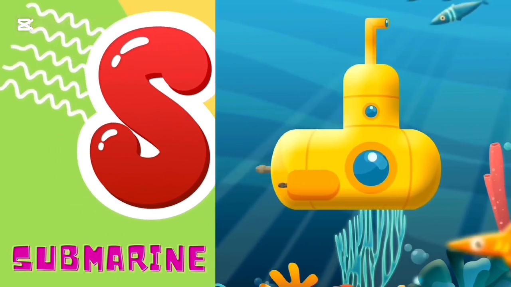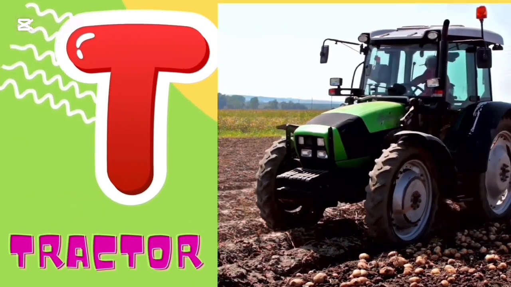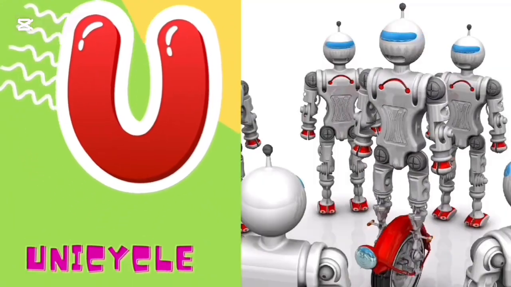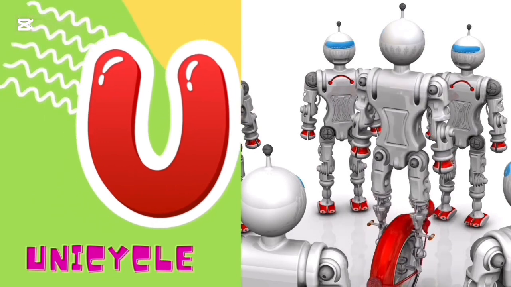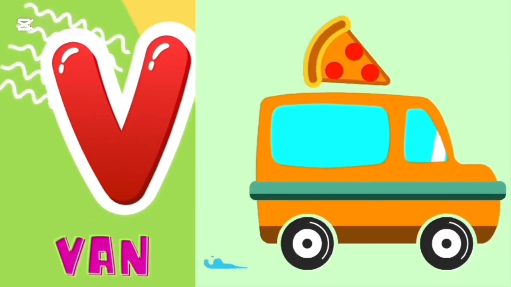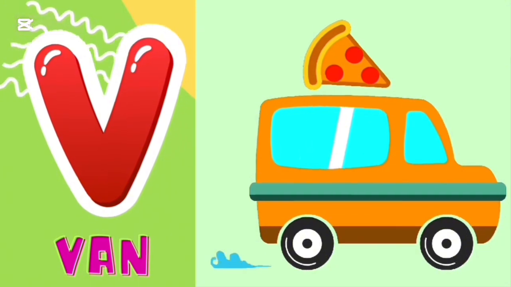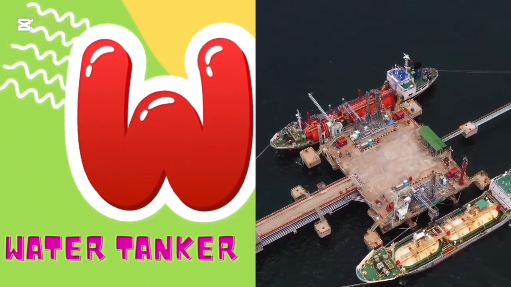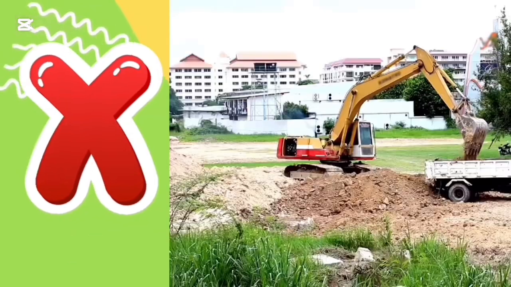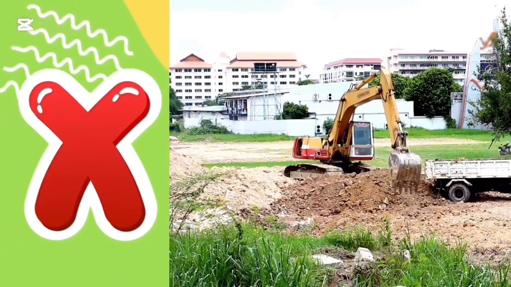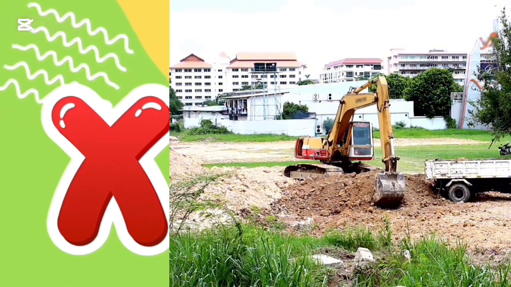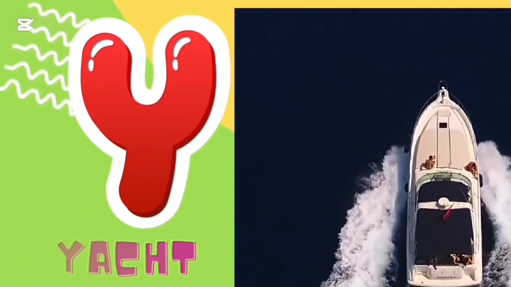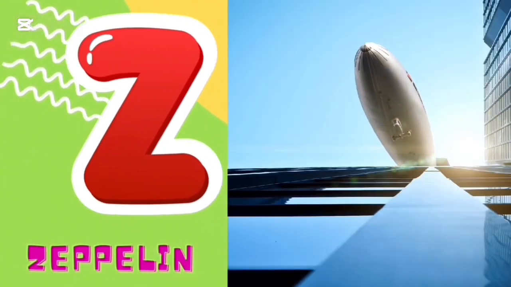Submarine. T is for tractor. Tractor. U is for unicycle. Unicycle. V is for van. Van. W is for water tanker. Water tanker. X is for excavator. Y is for yacht. Yacht. Z is for zeppelin.